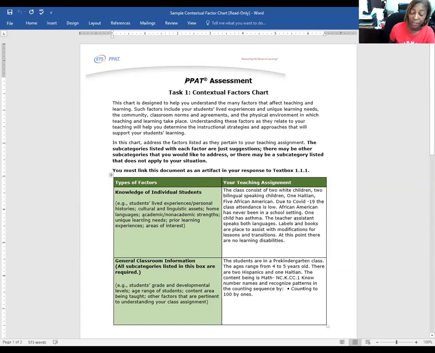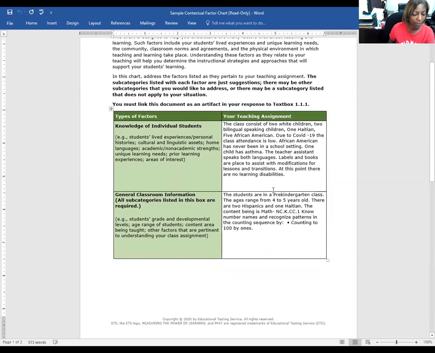What are the unique learning needs in that classroom? Are there any prior learning experiences? And what are the areas of interest for your students? Also, factor in general classroom information. These subcategories would be helpful. I would include them in the information that I provide for this chart. What's the grade and developmental levels, the age range, the content area being taught in that classroom, and any other factors that you feel are pertinent for this particular chart? Okay.